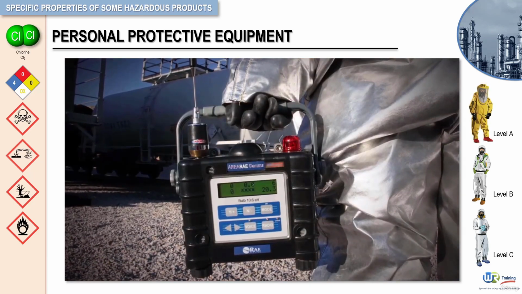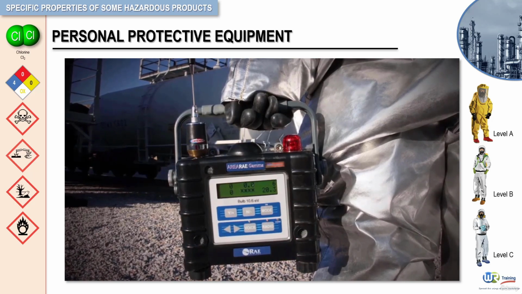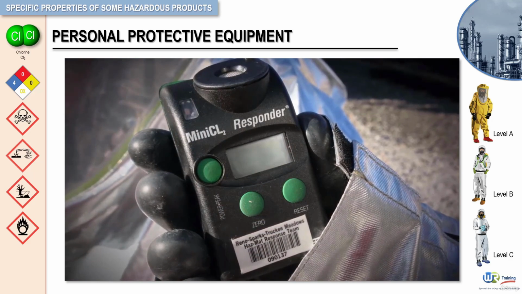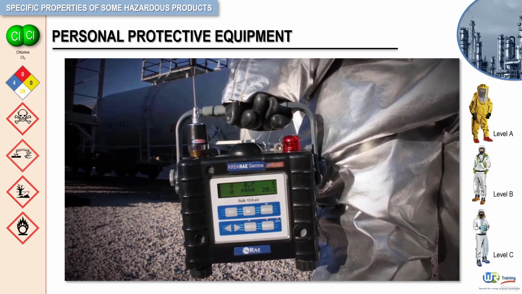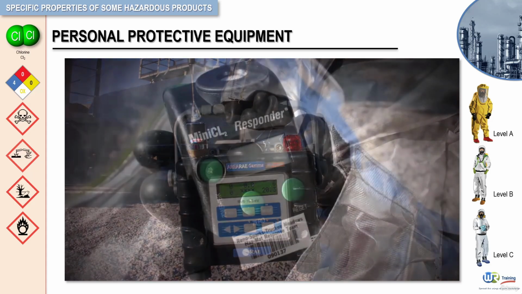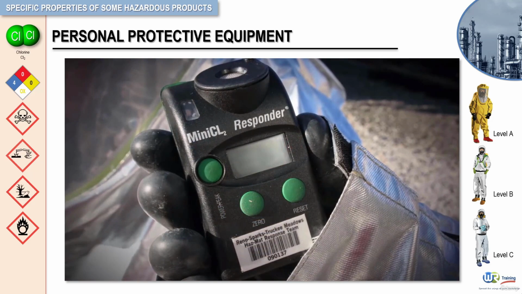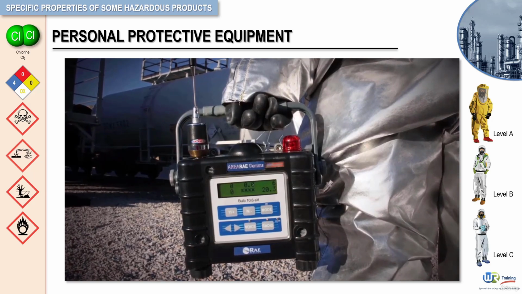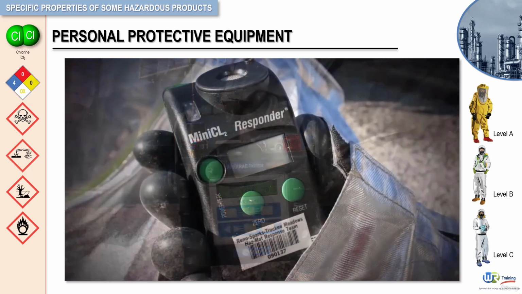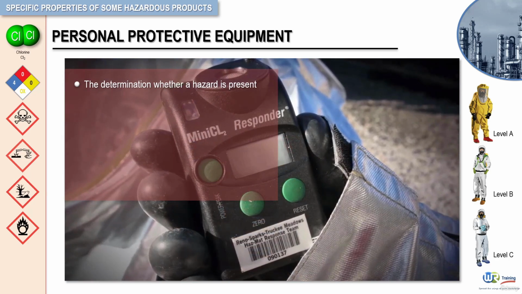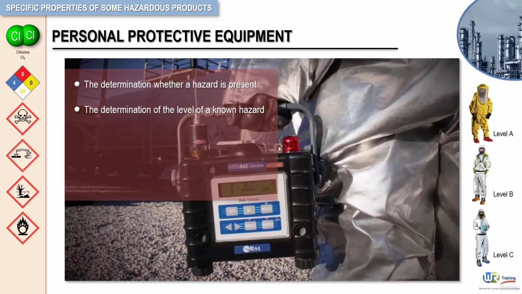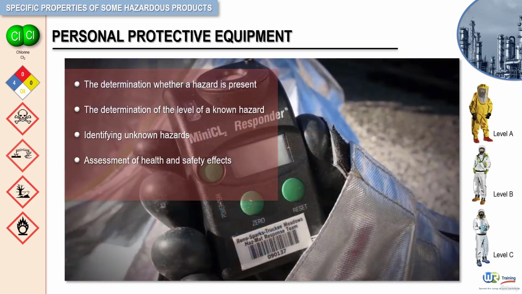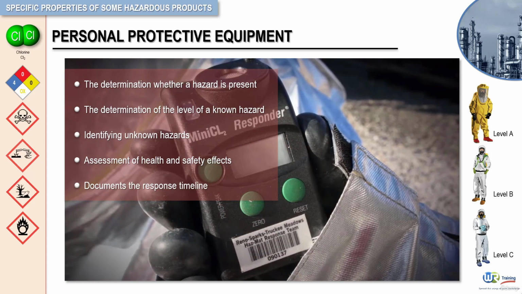Air monitoring also plays a critical role in a chlorine response. Accurate monitoring will help determine the level of PPE that is appropriate for the response. It helps determine safe areas and evacuation zones. And air monitoring helps control response tactics, as in deciding if or when to move the command post to another safe area due to changing conditions. Uses of detection equipment include the determination of whether a hazard is present, the determination of the level of a known hazard, identifying unknown hazards, assessment of health and safety effects, and documenting the response timeline.